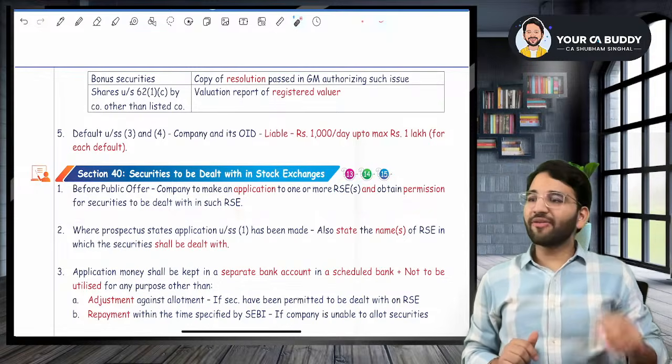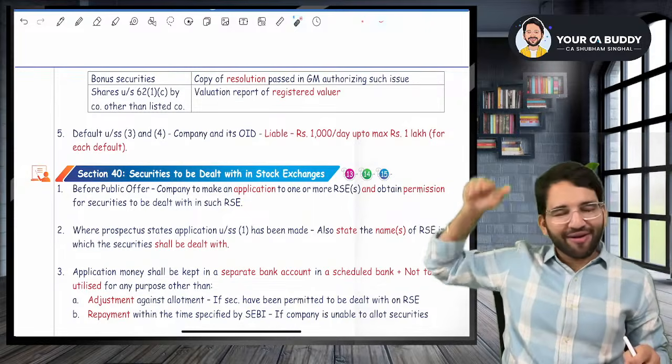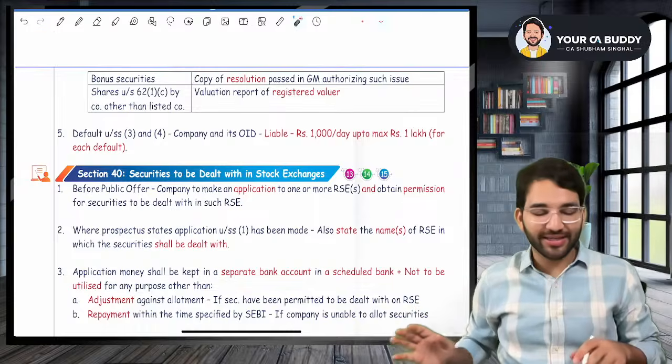Now listen to me very carefully, guys, please. Once you have made the application, you will have to mention it in your prospectus also, that we have made applications to these stock exchanges.